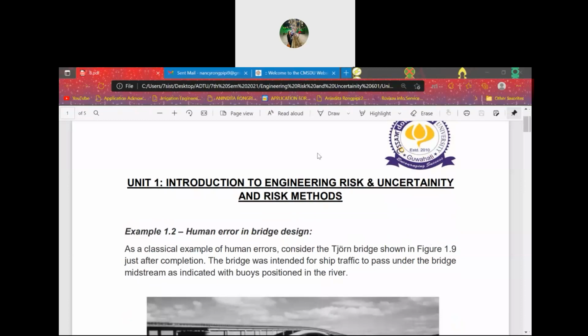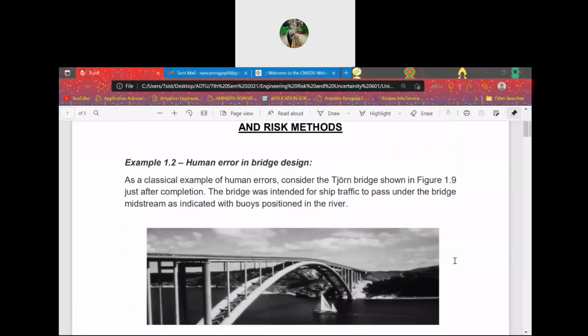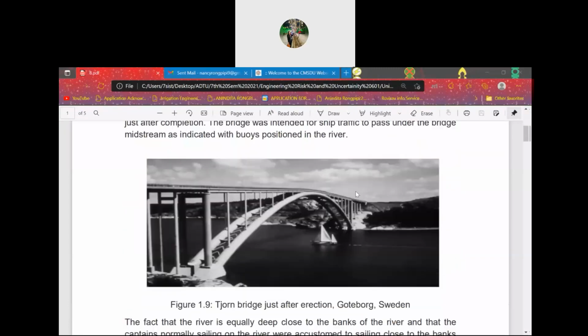A classical example of human errors, you have to consider the Jorn Bridge, which is in Sweden. The Jorn Bridge is shown in figure 1.9. This is the Jorn Bridge, which is located at Göteborg, Sweden.